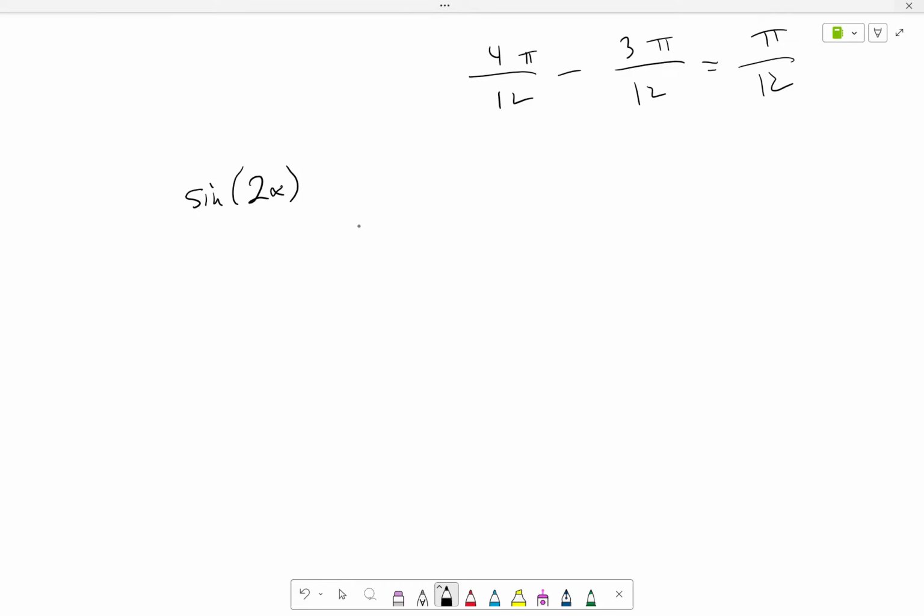As you do know, the definition of multiplication is that this is just sine of alpha plus alpha. And now we could use the identity we already know. Instead of alpha and beta, it's alpha and alpha. So can you finish this based on what you know?